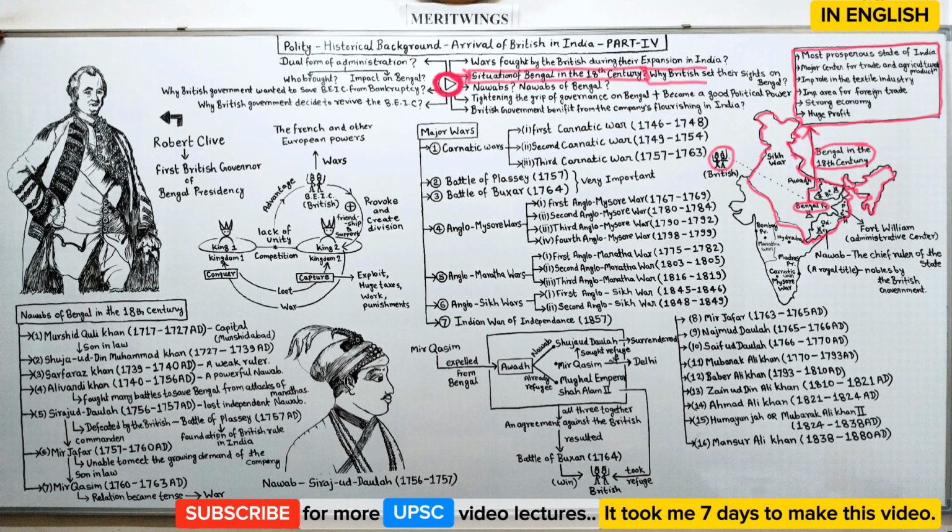And why did the British set their sight on Bengal? Who were the Nawabs and which Nawabs ruled Bengal at that time?